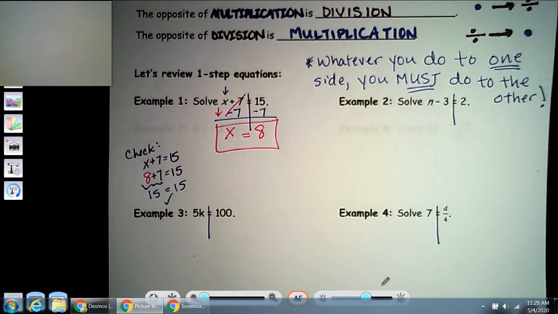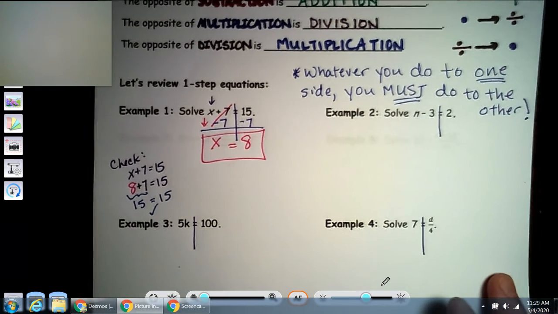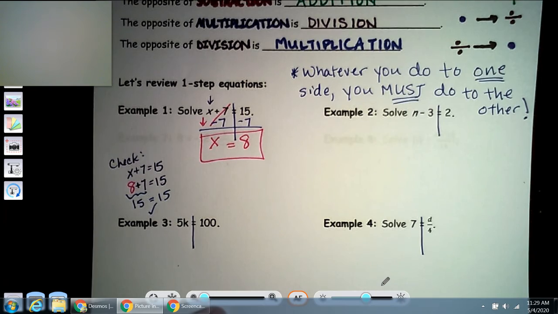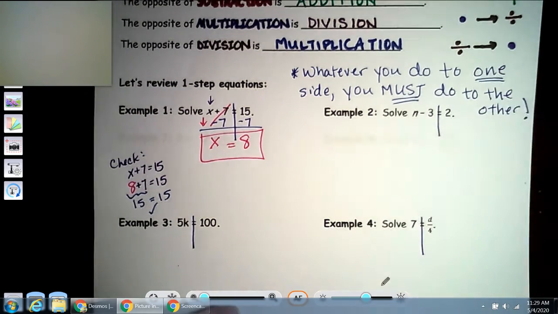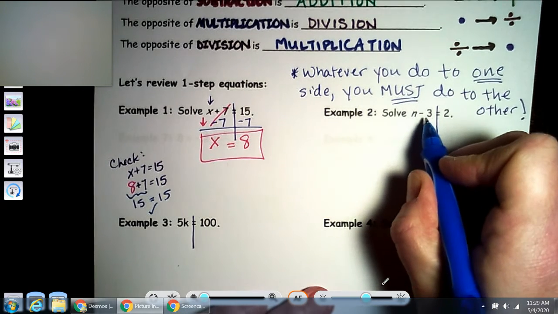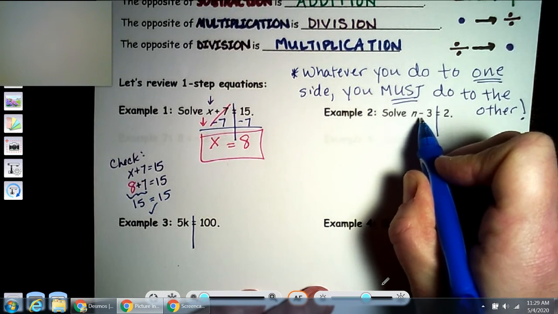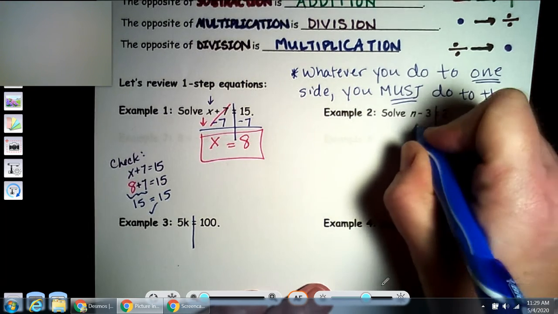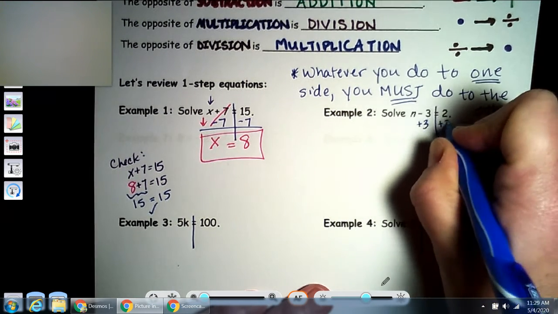All right, looking at example 2. Draw my line down the equal sign. I have n minus 3 equals 2. I want to get the n by itself, so I'm going to get rid of that 3. Well, it's a minus 3. It's being subtracted, so I'm going to add 3 to both sides.